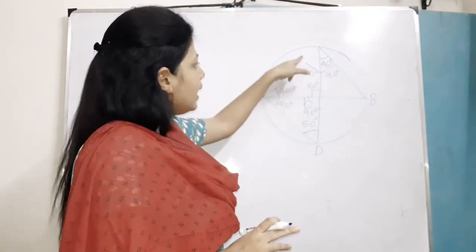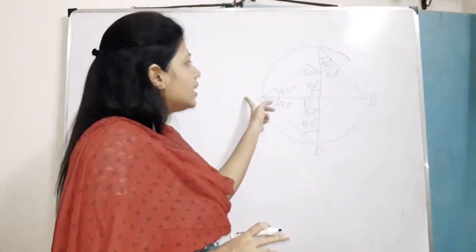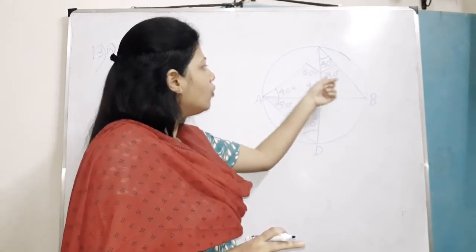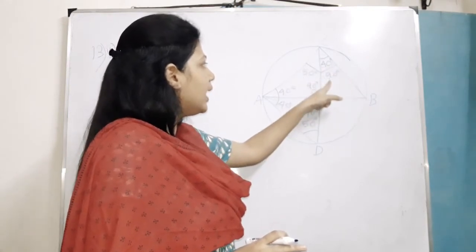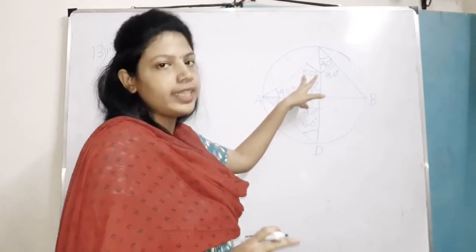Now the whole angle is 90, because AB is the diameter and we know that a semicircular angle is 90. So if one part is 40 and the whole one is 90, this one will be 90 minus 40, 50. So again 90 plus 50, that is 140.